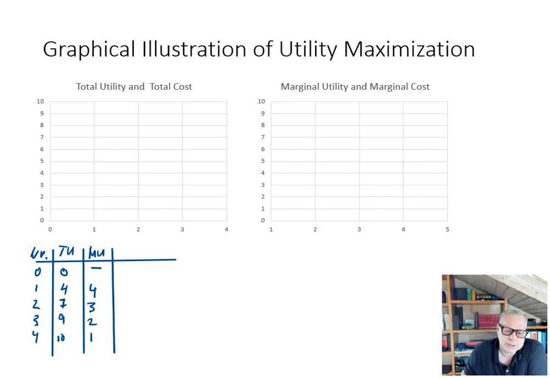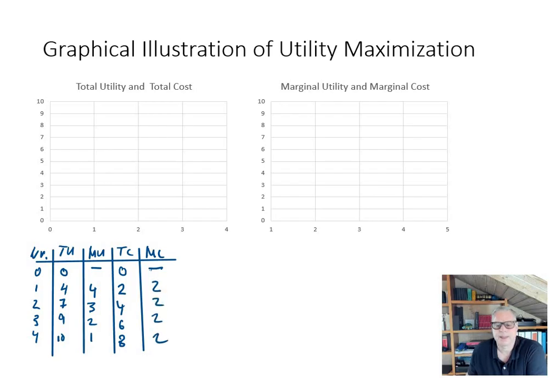Then we also looked at total cost. So total cost, if you don't buy a cookie, there's no cost, so 0, 2, 4, 6, 8, because each cookie cost 2. And the last was the marginal cost, MC, and that was always 2. So that was the information from the previous slide.